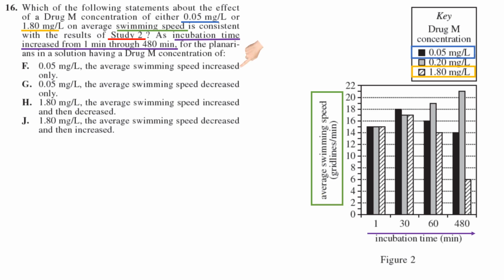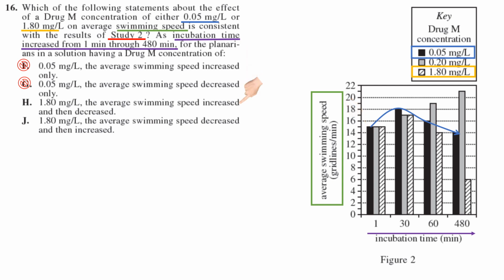Let's start with choice F. 0.5, so we're here, and it says the average speed increased only. It did not. It increases, then decreases. So we can eliminate choice F. Choice G we can eliminate also because we see it increases and decreases. It doesn't decrease only, so G is out.